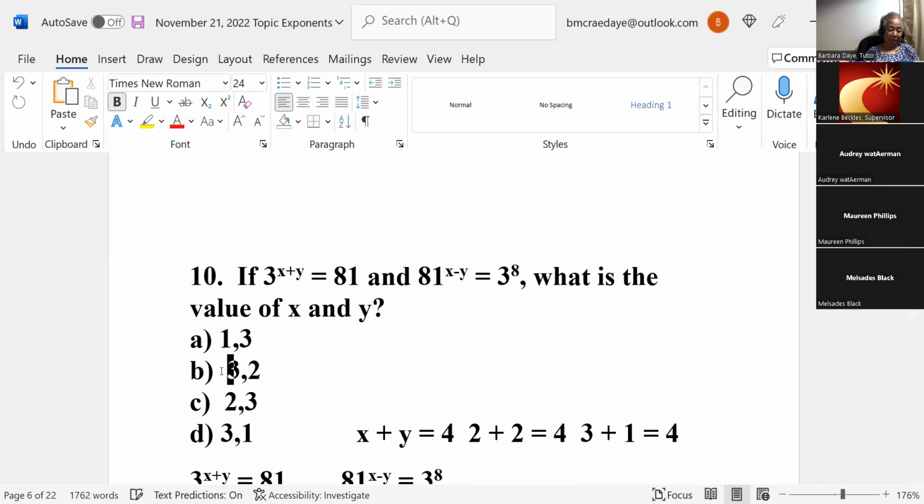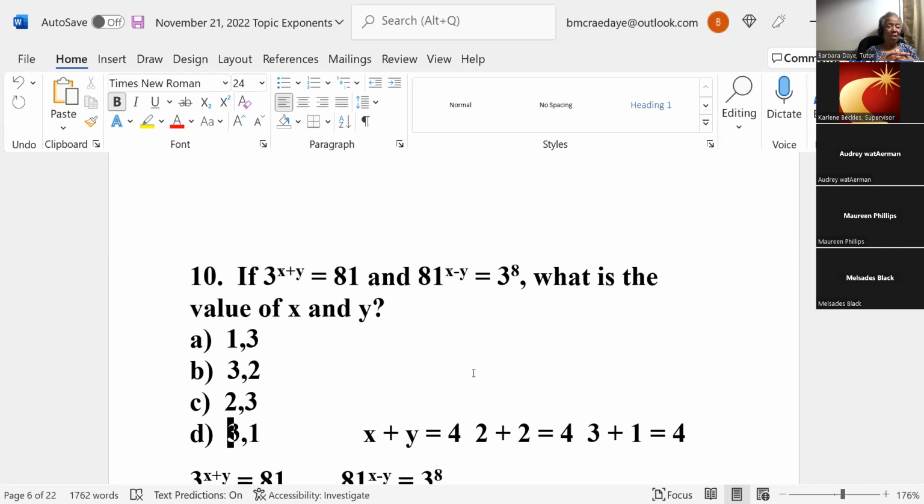Right. You have 3 and 2, 2 and 3. But I'm just showing you, I did that because just in case 2 and 2 was a choice, you could eliminate it because 2 minus 2 is 0. And that says 81 to the 0 power is 1. And this is saying 81 to the X minus Y must equal 3 to the 8th. So you have to put your thinking cap on. I never dreamed that it meant 3 to the 4th is equal to 81. I wouldn't think that way.